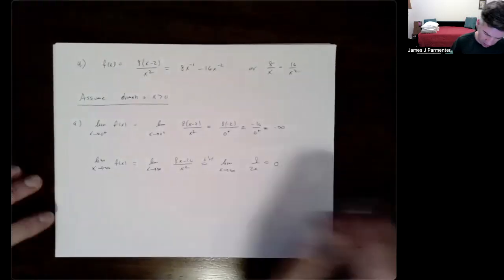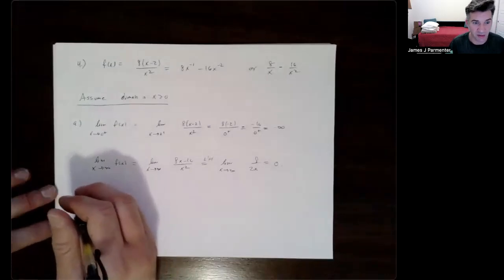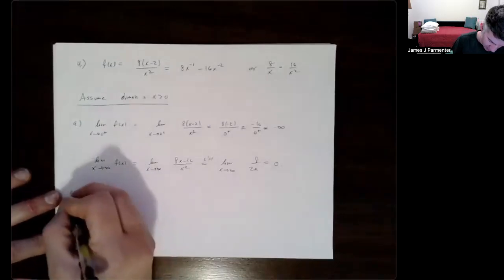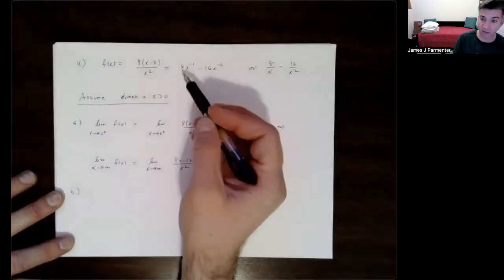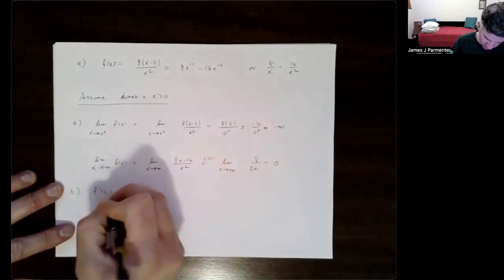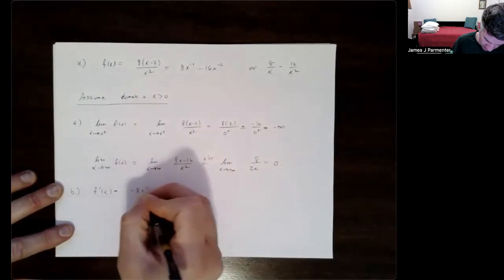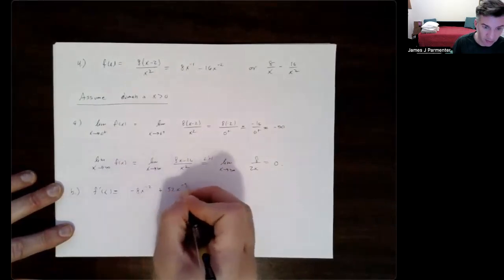Part B. Determine the intervals on which y equals f of x is increasing and the intervals on which y equals f of x is decreasing. For part B, I think he really does intend for you to use this version of the function to take the derivative to find the critical points. So f prime of x is going to be -8x to the -2nd plus 32x to the -3rd.